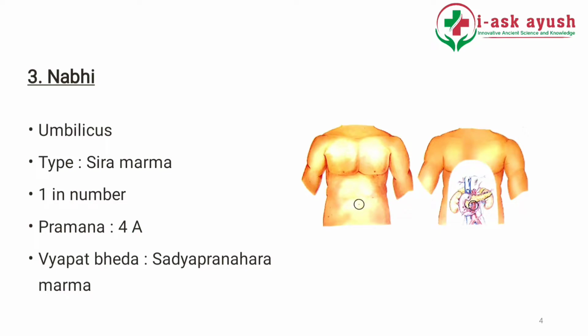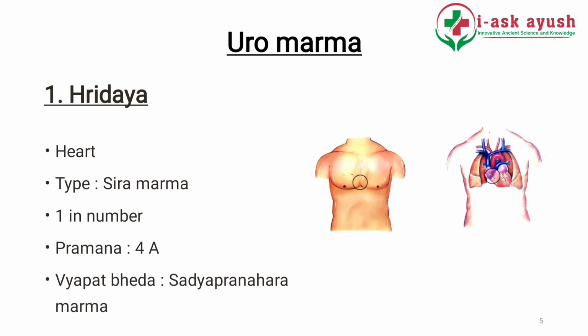Next is Nabhi. Nabhi is situated in Pakwa Amashiyor Madhya, Sira Prabhava. It is an umbilicus. Type is Sira Marma, 1 in number. Pramana is 4 angula and it is a Sadhya Pranahara Marma.